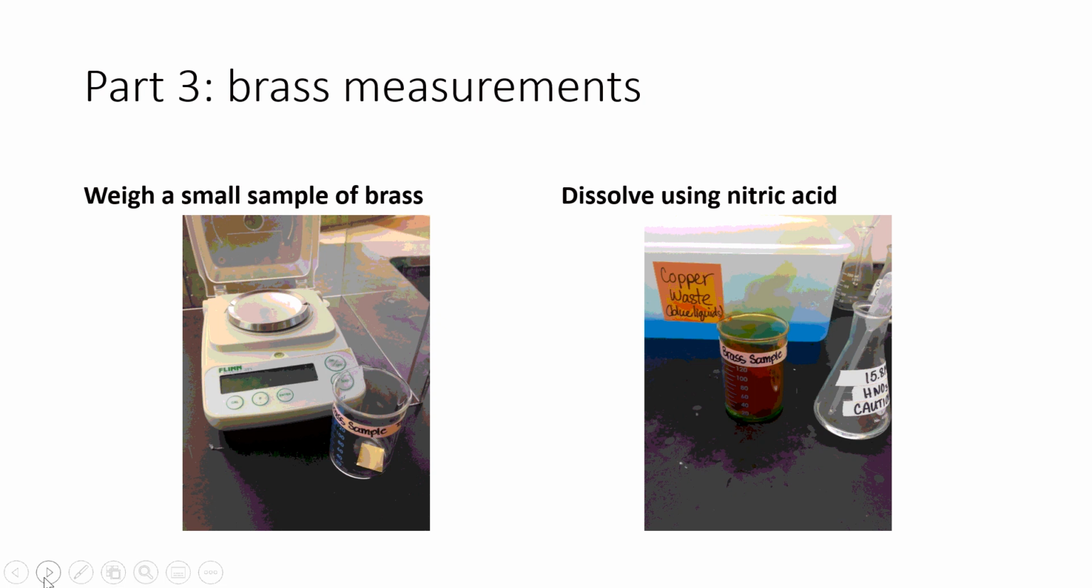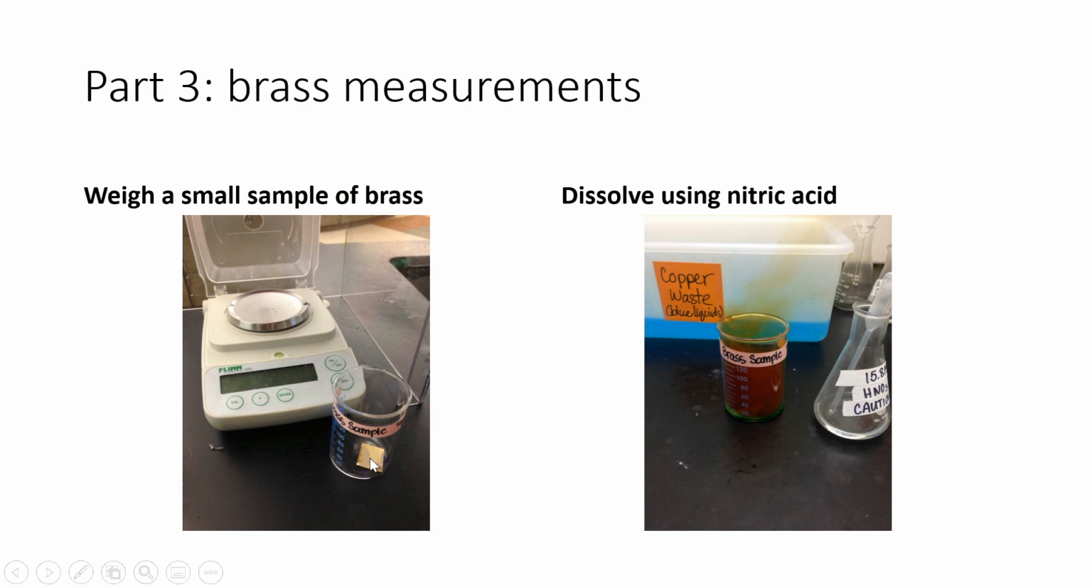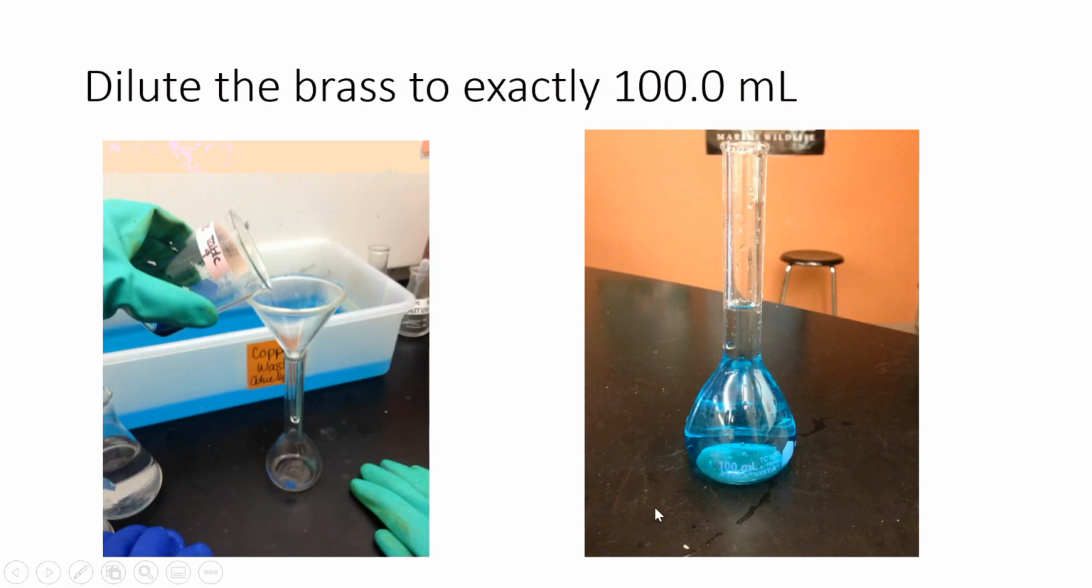So far we're just dealing with our copper solutions. Now let's talk about the actual brass itself. So we weighed a small sample of brass, and then we dissolved it in nitric acid, and then we measured the absorbance. Well, first we diluted it to a set volume. So we took our sample and we diluted it to exactly 100 milliliters, and then we measured the absorbance of this brass solution. Okay, so what we did just now, notice how we took this solid sample of brass that looks like this, and we turned it into this blue solution that we can measure the absorbance of.